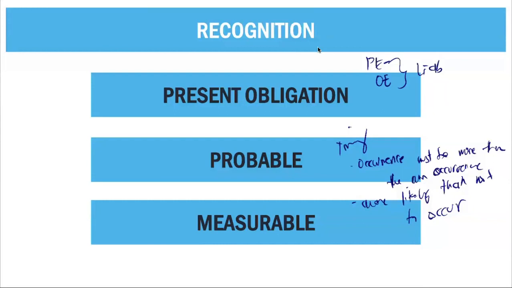Further, it must be measurable. When we talk about measurable, we talk about your best estimate. Later, we will talk about how we measure a provision, particularly its initial and its subsequent measurement. So when do we recognize? Of course, once it meets the definition of a provision, but particularly once it is a present obligation, there is a probability, and it is measured reliably.